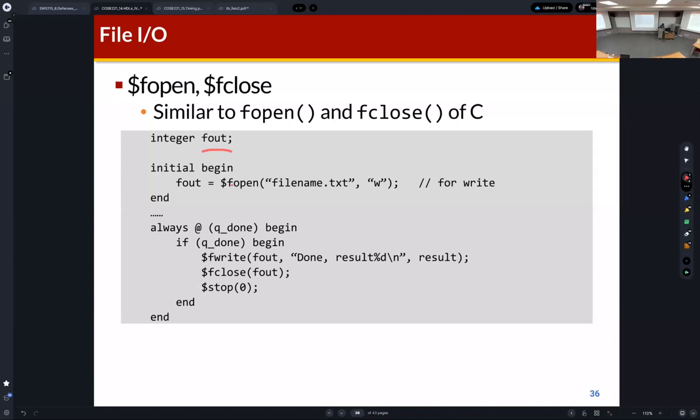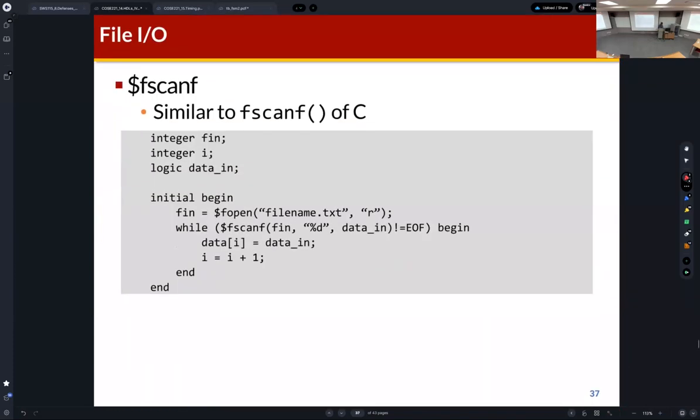So if the file is open, then you need to close the file. Okay? It's very simple. With the file pointer, we can close the open file. And then $fscanf is also nearly the same as the fscanf function of C, right? So you can find this is the file pointer, right? fin is the file pointer, and then you can read the data from the file.